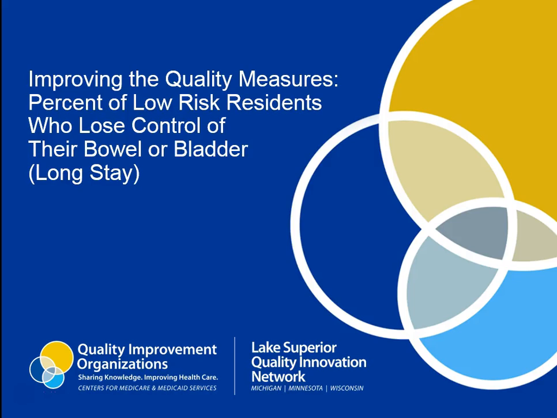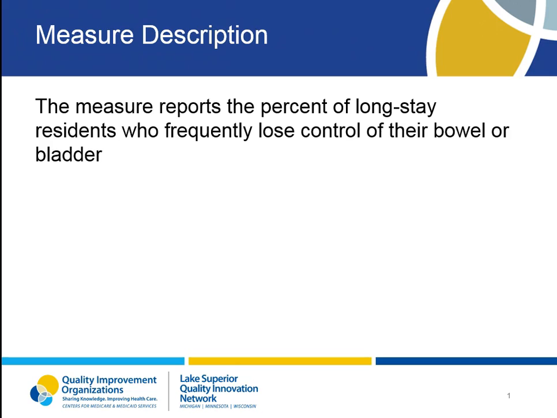Welcome to the recorded webinar, Improving the Quality Measures, Percent of Low-Risk Long-Stay Residents Who Lose Control of Their Bowel or Bladder. This webinar is part of a series intended to help nursing homes understand and improve the 13 long-stay measures that are used to calculate the Quality Measure Composite Score.